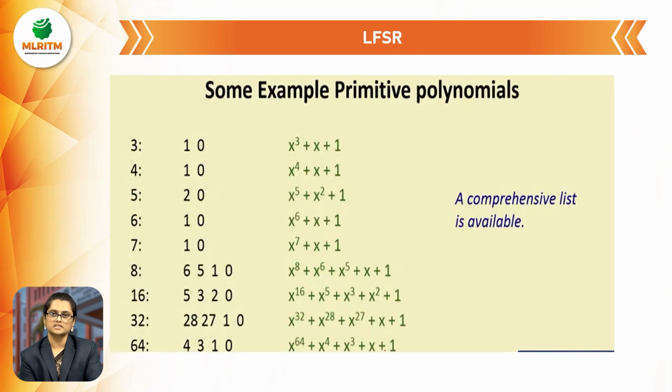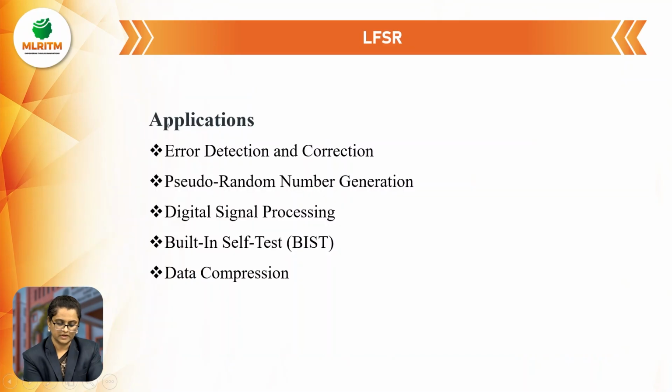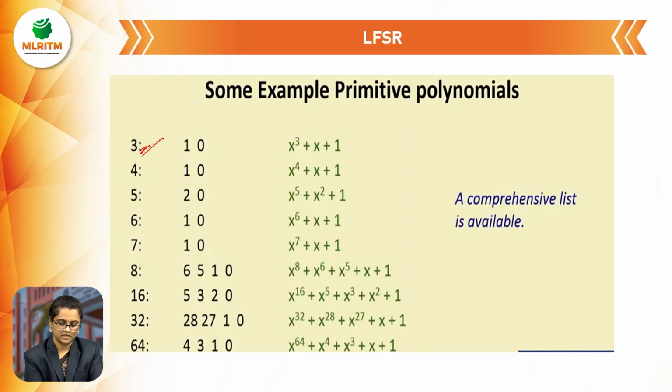Depending on this, we can assign some polynomial equations. These are the standard polynomial equations, which are fixed and already implemented, so we can use them directly. For 3-bit, the equation will be x power 3, the first is the bit value x power 3, and here 1 means x. So x power 1 is equal to x only, right? So the equation will be x power 3 plus x plus 1.